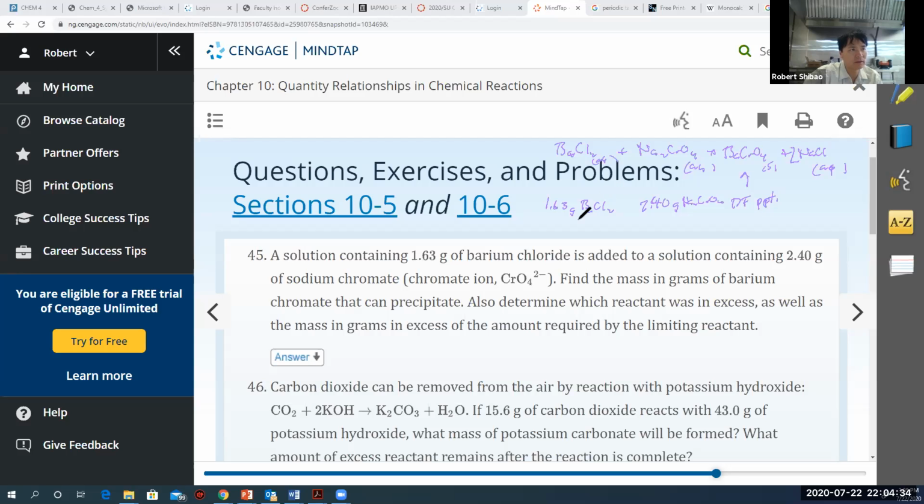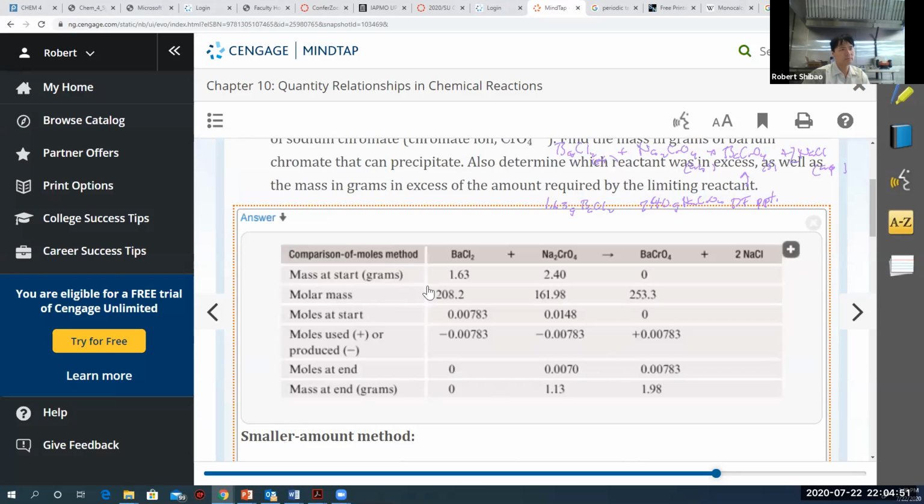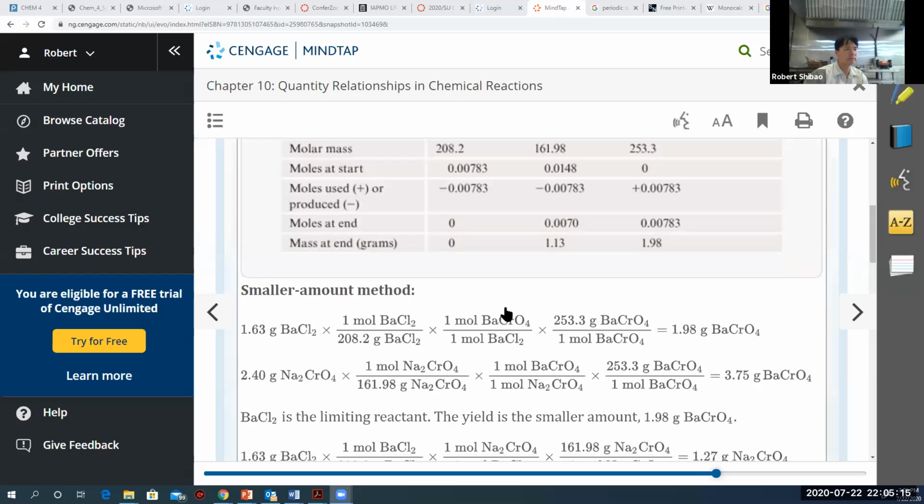But we don't know if we have too much barium chloride or too much sodium chromate. And so we use the smaller amount method. I don't know if they use it here. They present two methods, comparison of moles method and smaller amount. I don't do the comparison of moles method. Why? It's good to do, the more variety you see, the better, but it's not necessary. It's simple though. I use the smaller amount method. That's what the smaller amount method is.